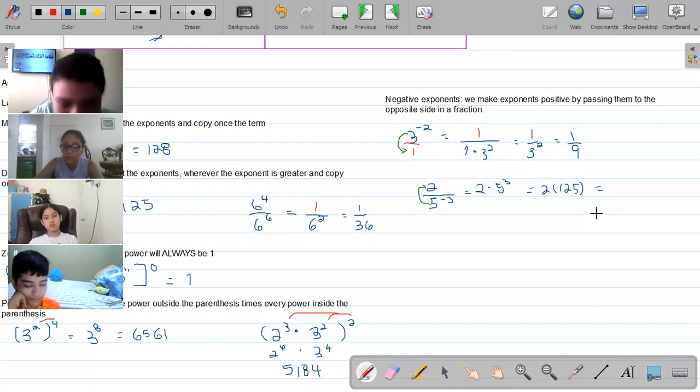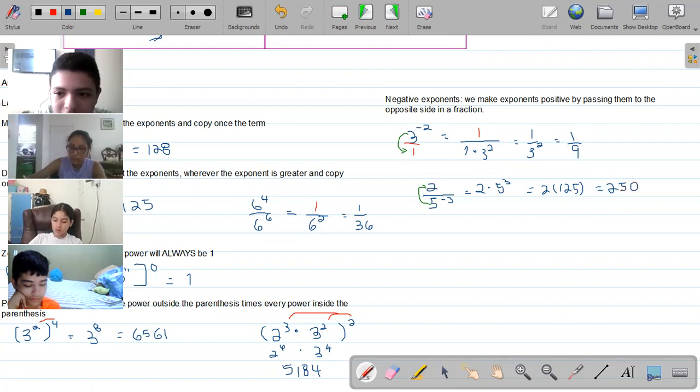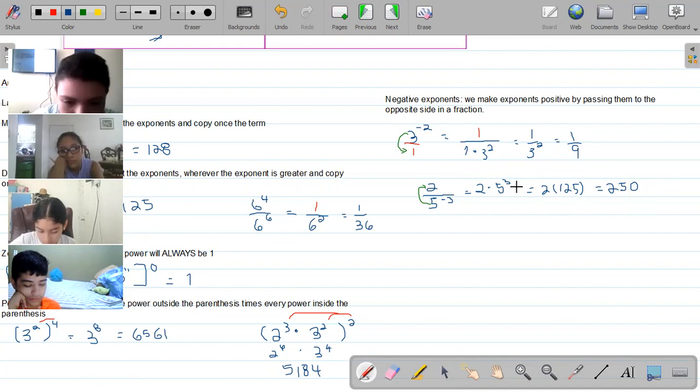Two hundred and fifty. Exactly, 250. And this is the extended form. This is the extended non-simplified form. And this is the exponential form with positive exponents only. And this is exponential form with negative exponents only.